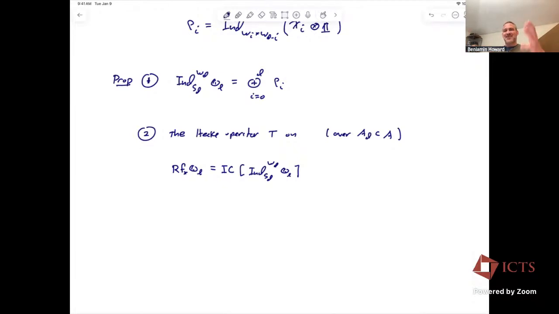regarding that as a local system on the regular semi-simple locus, and my battery is running low. Why is that happening? There we go. We're good.